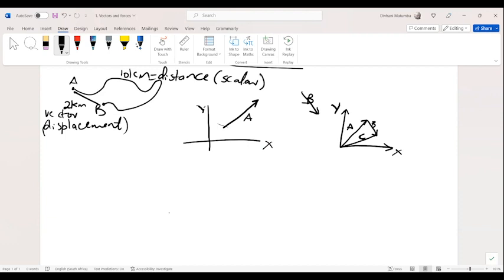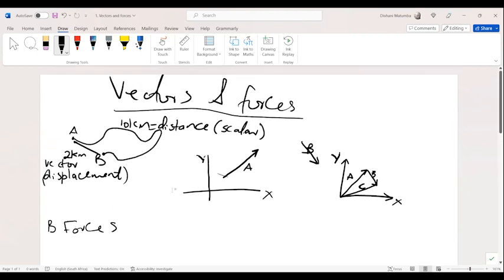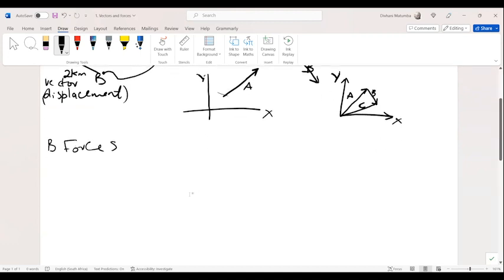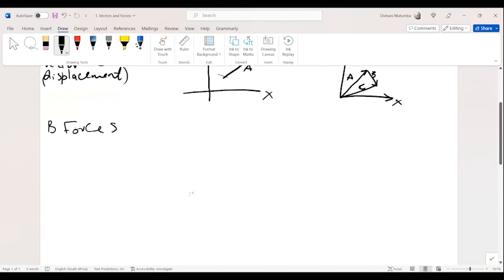All right, moving right along. We've talked about vectors. Now we're going to start a very interesting topic, forces. Now, what is a force?